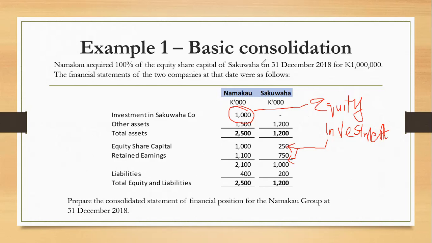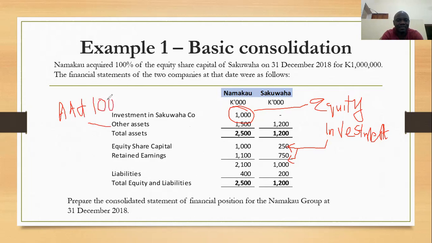Equity, ideally, it is actually the shareholders' contribution to the business. So all we are actually saying is that on all the assets, apart from investments, you add them at 100%. So you add these at 100%. You add at 100%. So that is the first part, meaning that this investment in Sakwaha crosses out with these two. That is what it means.